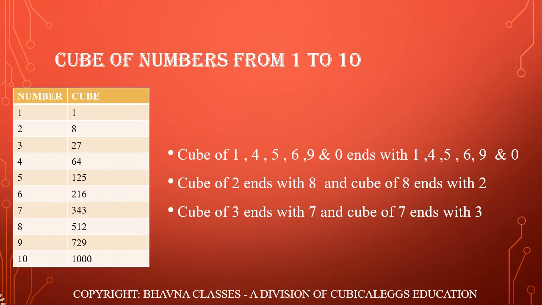So the cube of 2 ends with 8 and the cube of 8 ends with 2. Similarly, the cube of 3 ends with 7 and the cube of 7 ends with 3. So these are the things that we should keep in mind. And now in the next slide, we will come to know how we have to solve the questions.